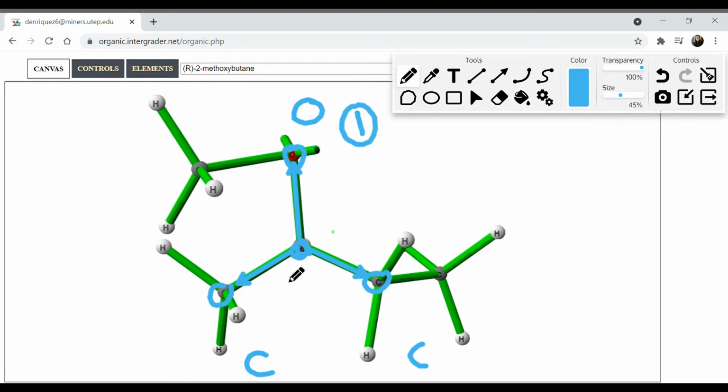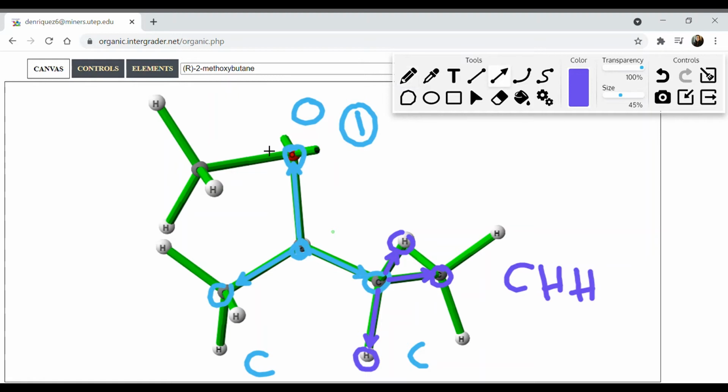Next, we're going to start evaluating between these 2. So I'll change the color. So now we're going to go 1 bond out from this carbon. 1 bond out, 1 bond out, 1 bond out. So what we have is this hydrogen, this carbon, this hydrogen. So C and 2 H's.